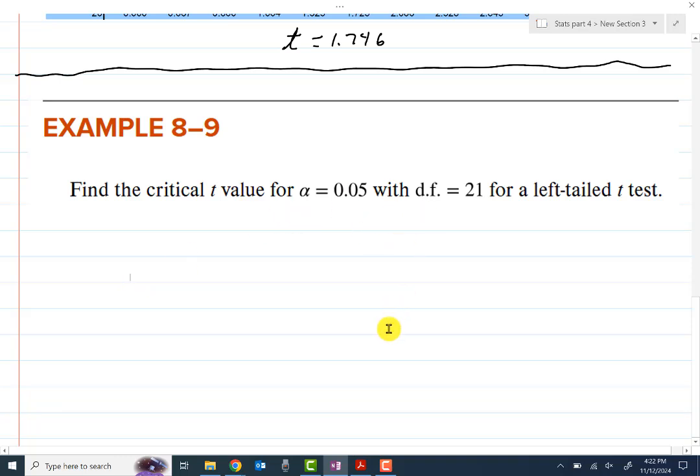Similar problem. Degrees of freedom this time is 21. Left-tailed is important because that means the t value is going to be negative. The previous one was a right-tailed test, so we knew it was positive. This one is a left-tailed test. That means we have to keep in mind that we're dealing with a negative value once we look this up. So degrees of freedom 21, alpha is 0.05.